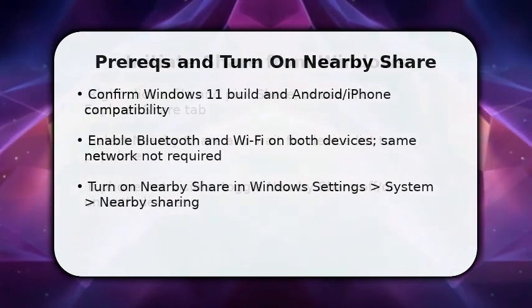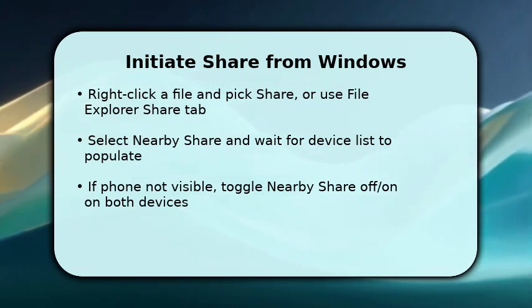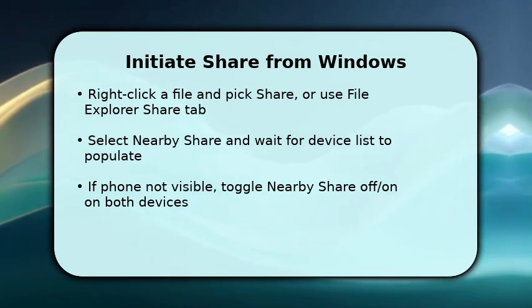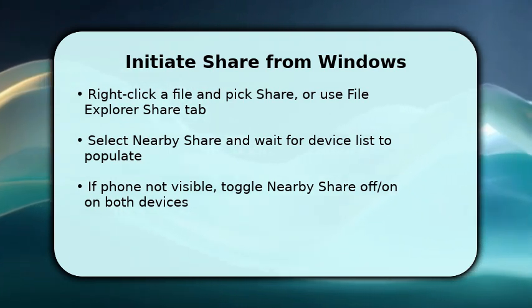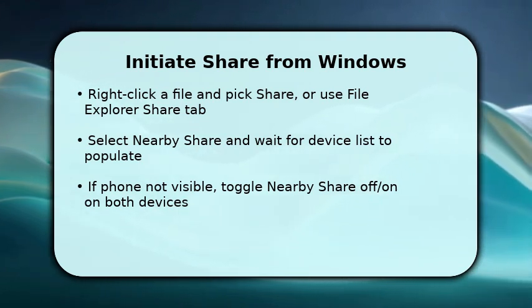You now pick the file to send. Right-click it or use the Share button in File Explorer and choose Nearby Share. Windows will scan for nearby receivers. Make sure your phone's screen is unlocked and Nearby Share or its equivalent receiver is active. When the phone appears in the list, select it.